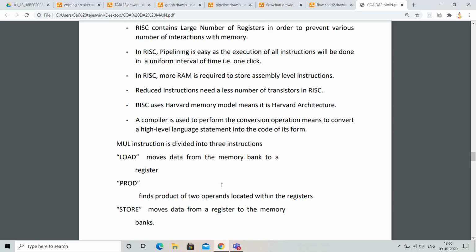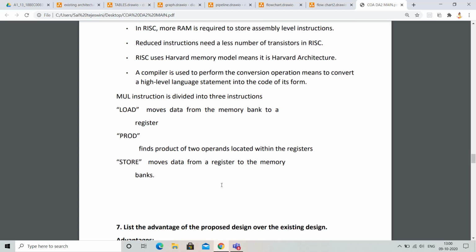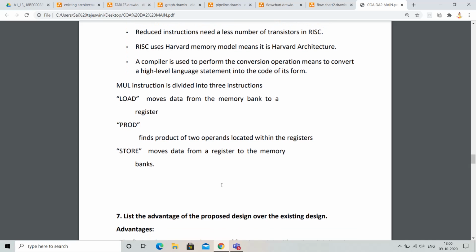Multiplication instruction is divided into three instructions: load, prod, store. Load moves data from memory bank to register. Prod finds the product of two operands located within the register. Store moves data from a register to a memory bank.